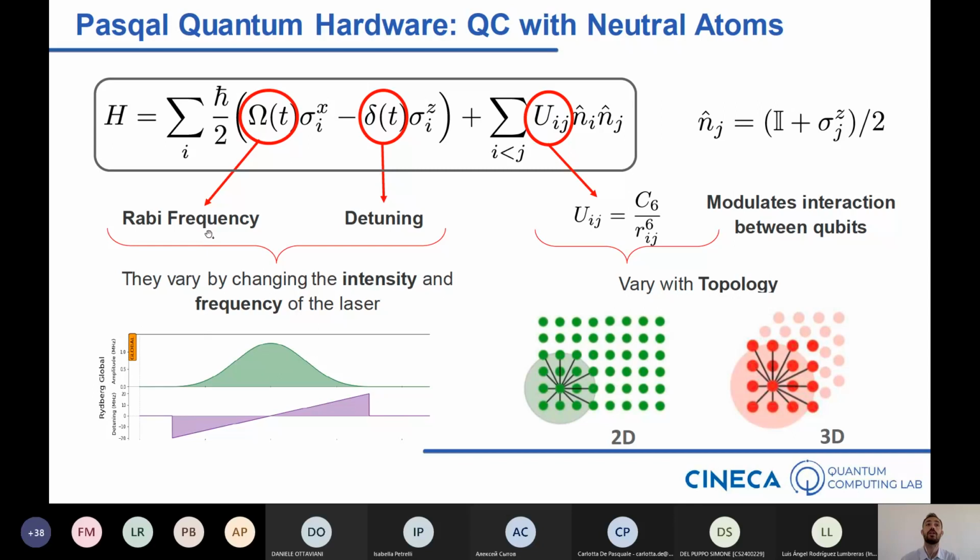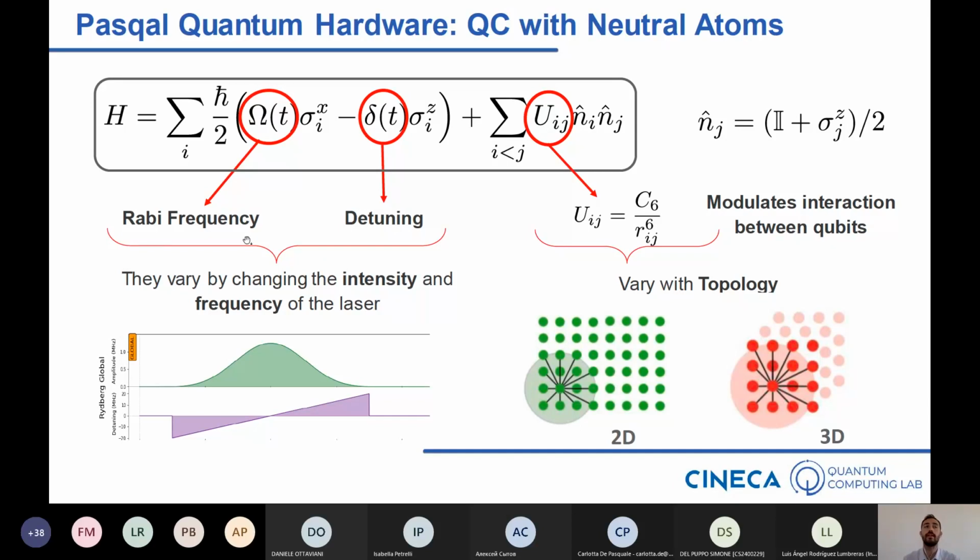It is proportional to the intensity, to the amplitude of the laser that operates on the qubit. Then we have the detuning. Here you have an example of a pulse. These two, Rabi frequency and detuning, are controlled by changing the intensity and frequency of the laser.